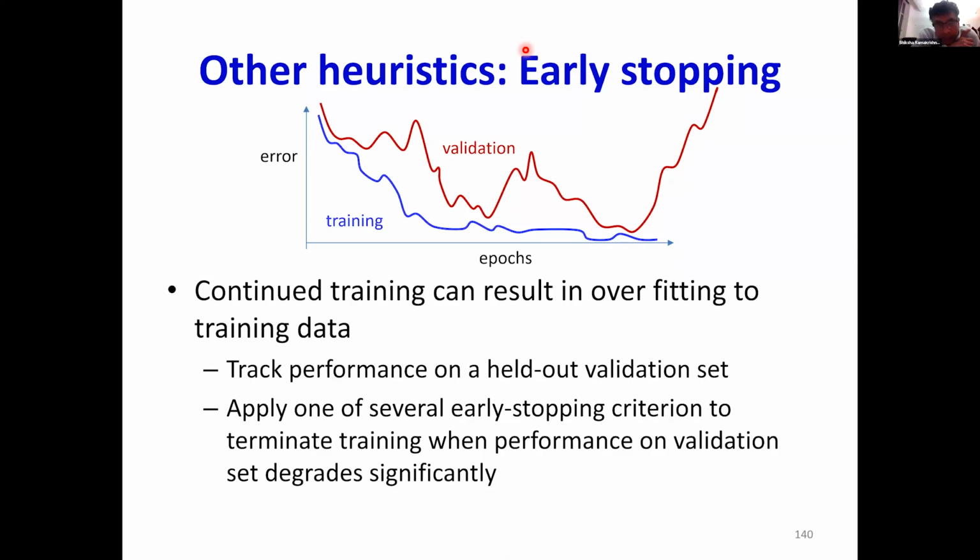Continued training can result in overfitting to training data. So typically we track performance on held out validation sets. As you keep training, you're going to find that the error on training keeps going down. But at some point, this is not going to reflect on your test data. So we use some validation data and check where the validation performance is best. And you would use that model, which are early stopping methods for testing the models. This is something that you will often see.